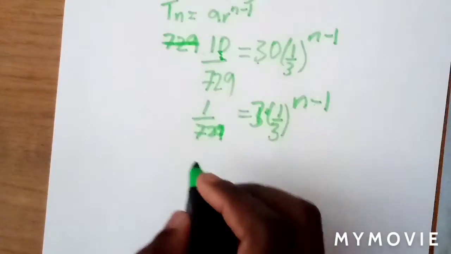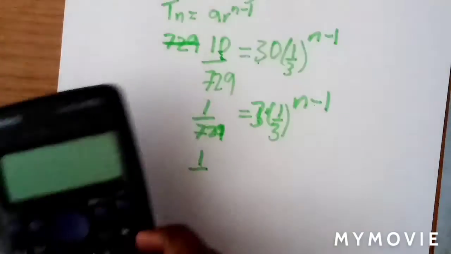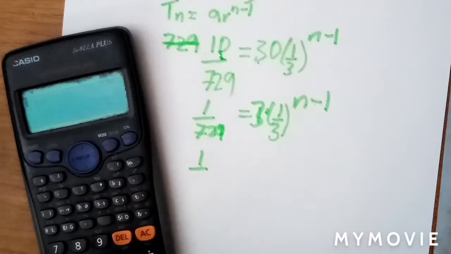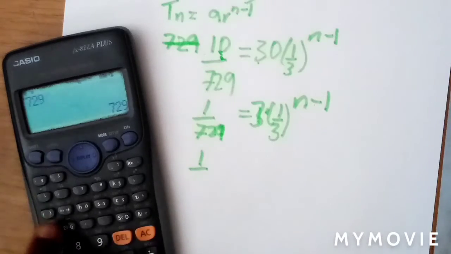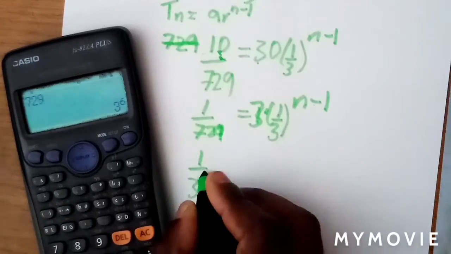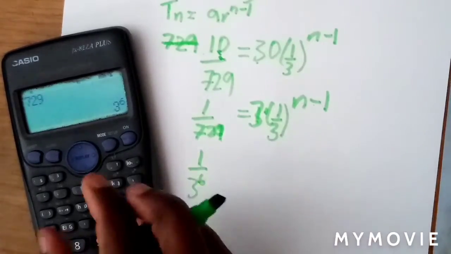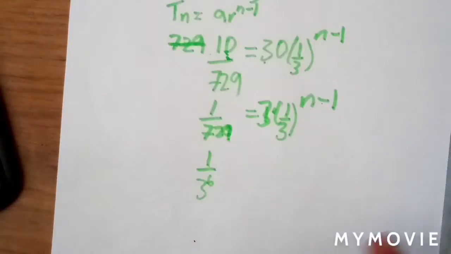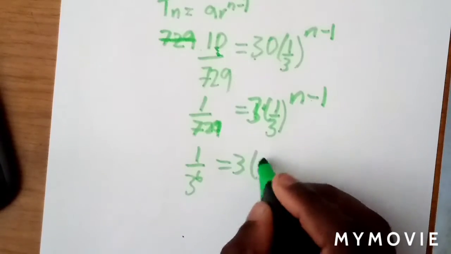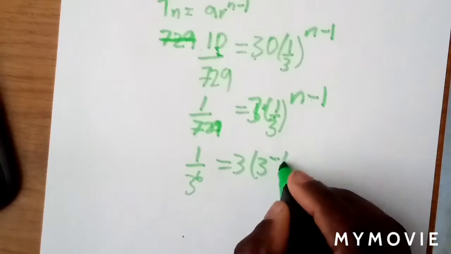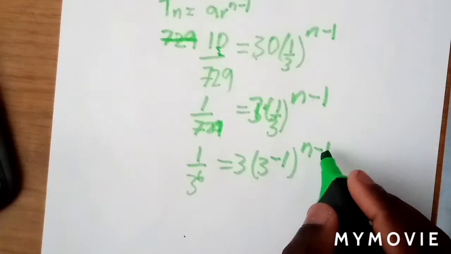You punch 729 on your calculator, it gives you 3 to the power 6, because we want the bases to be common so that it can be easy. 1 divided by 3 to the power 6 is equal to 3 into 3 to the power negative 1, to the power n minus 1.